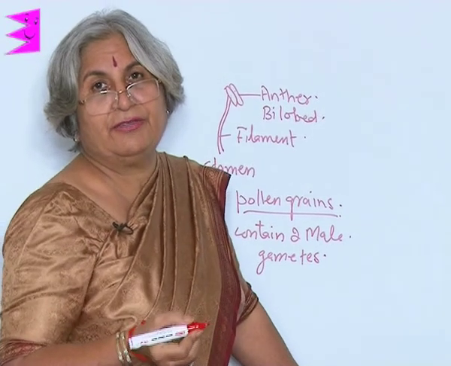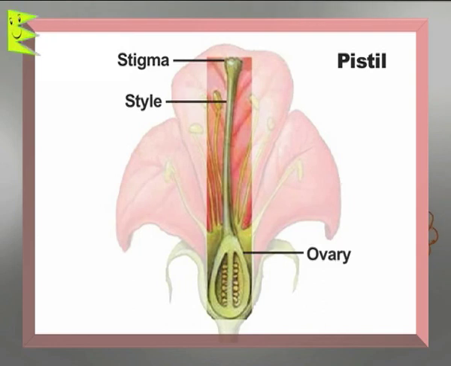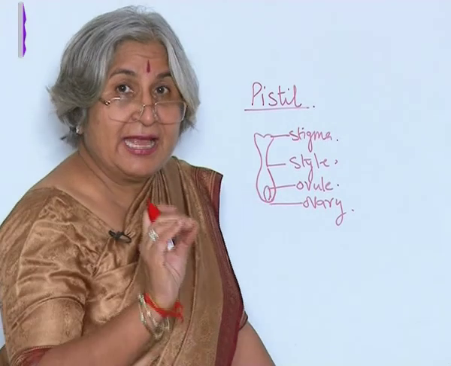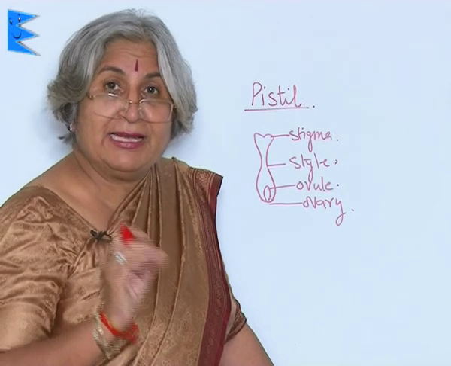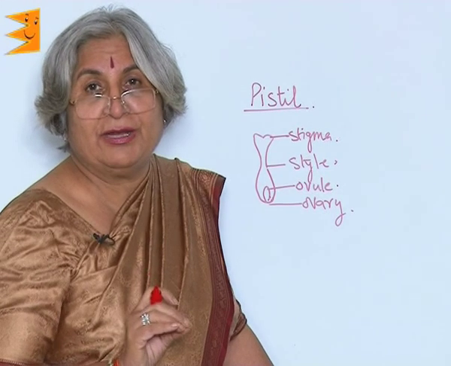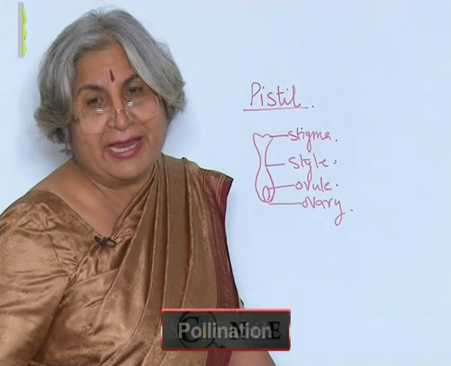Now coming to the female part. The female part is called pistil. Pistil is made up of three parts: the stigma, style, ovary, and this ovary contains ovule. It is the ovule which has the female gamete, right? Now, when there has to be a fusion of male and female gamete, how will the male gamete reach the female gamete? This process of transfer of pollen grains from anther to stigma is called pollination.